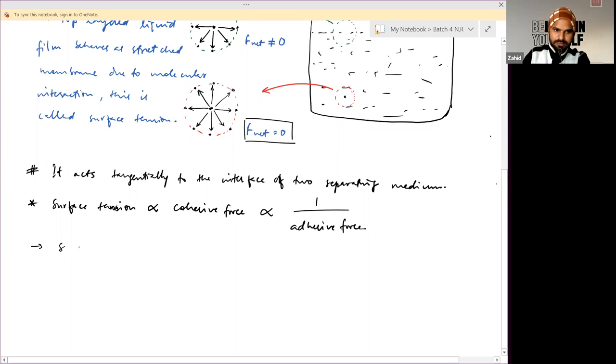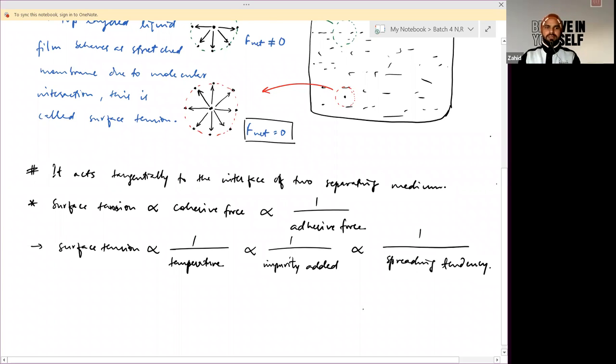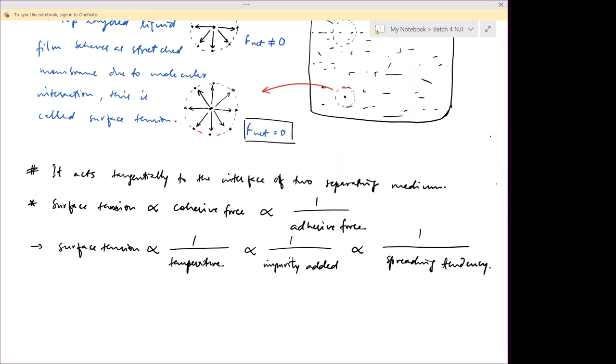Next is surface tension inversely related with temperature. If you increase the temperature of liquid or that particular substance, molecular interaction between them will be decreased, and that's why surface tension or cohesive force will get decreased. Next, it is inversely proportional to impurity added to that particular liquid. Next, also inversely proportional to spreading tendency of that liquid. So these are some factors or applications on which surface tension may depend. Is it clear?